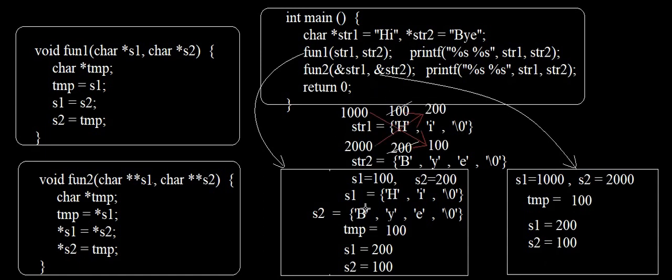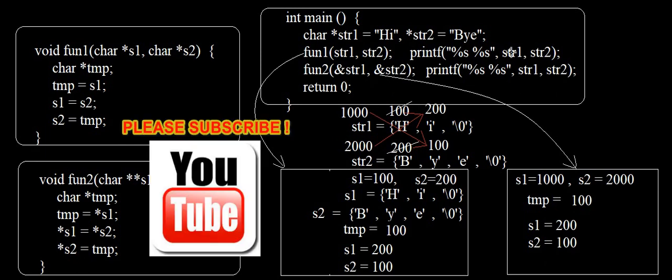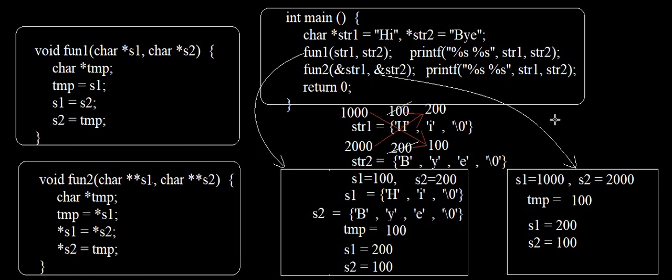So in conclusion, we can say now 1000 will point to 100 and 2000 will point to 200. Then obviously the string printing will be in reverse. Okay, so bye and hi will be printed for this function, whereas here hi and bye will be printed.